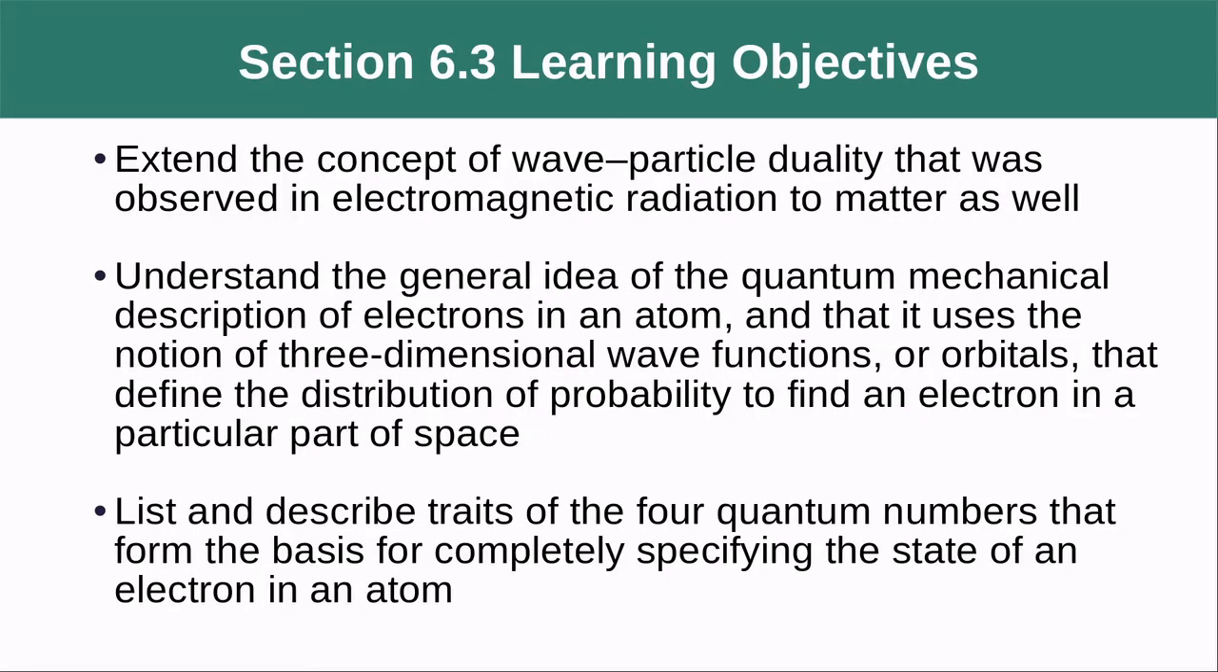Okay, in section 6.3, we're going to extend the concept of the wave-particle duality that was observed for electromagnetic radiation. We're going to understand the general idea of quantum mechanical descriptions of electrons in an atom, that it uses the notion of a three-dimensional wave function, or orbitals, that define the distribution of probability to find an electron in a particular part of space. And we're going to list and describe the traits of 4 quantum numbers that form the basis of completely specifying the state of an electron or atom.